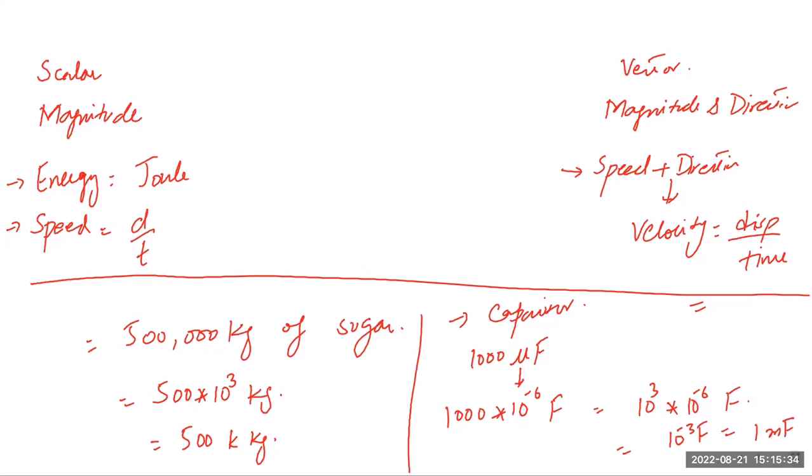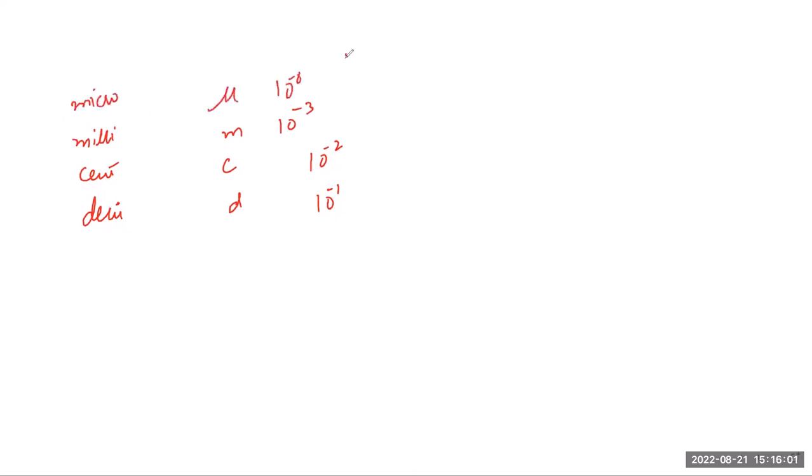You can have a table in your book, or I can write it over here. Deci is 10 raised to power minus 1. Centi is 10 raised to power minus 2. Milli is 10 raised to power minus 3. Micro is 10 raised to power minus 6. Then nano, 10 raised to power minus 9. Pico, P, 10 raised to power minus 12.